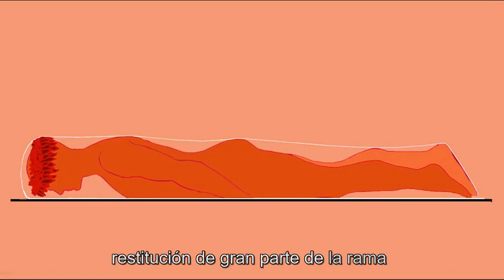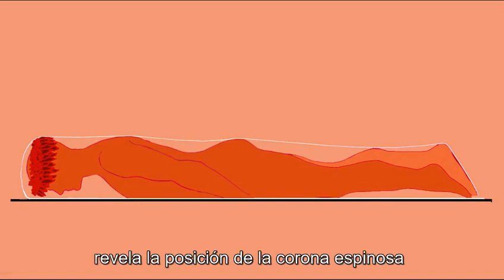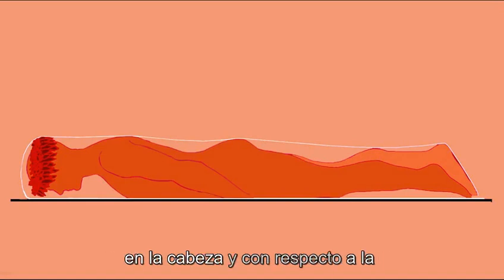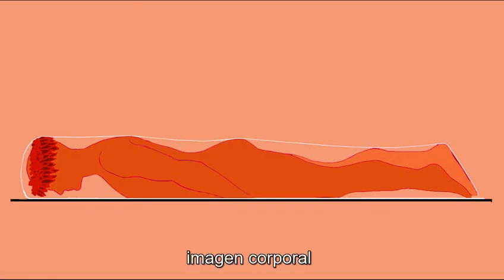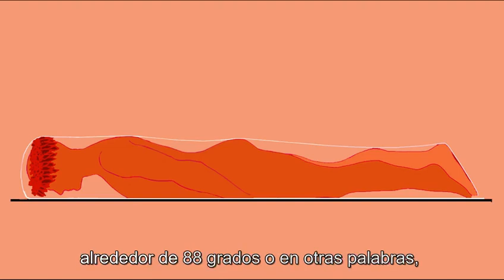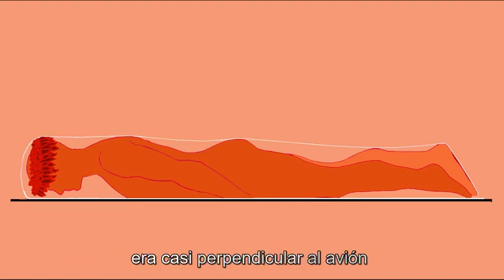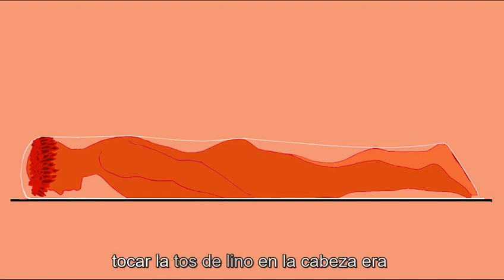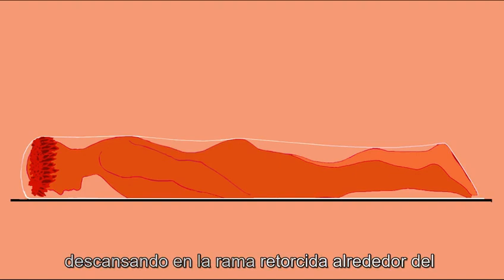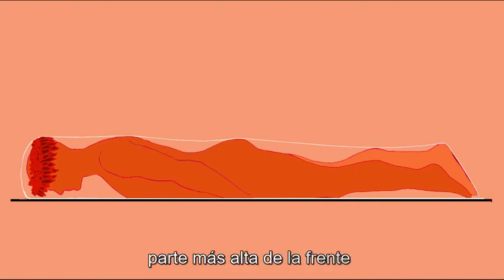Restitution of much of the branch reveals the position of the thorny crown on the head, and with respect to the plane of the cloth, showing the frontal body image. It was positioned at an angle of about 88 degrees, or in other words, it was almost perpendicular to the plane. This confirms that the face was not touching the linen cloth, as the head was resting on the branch, twisted around the highest part of the forehead.